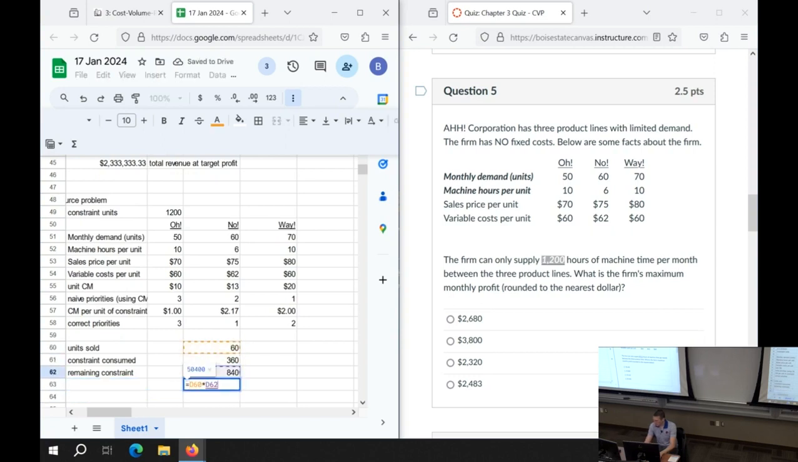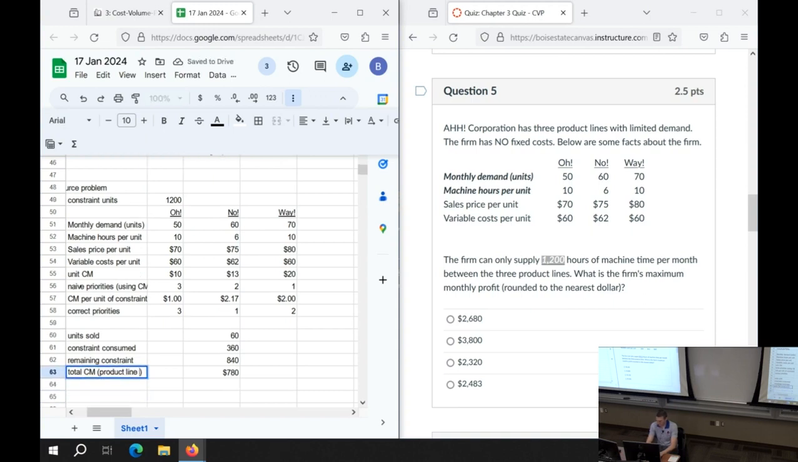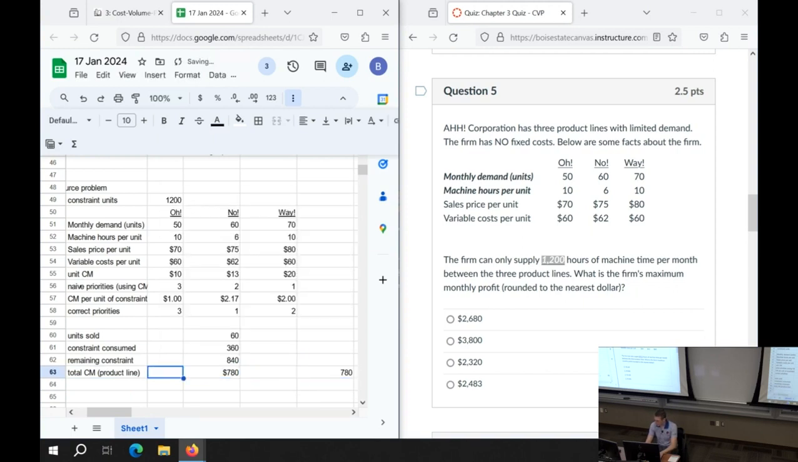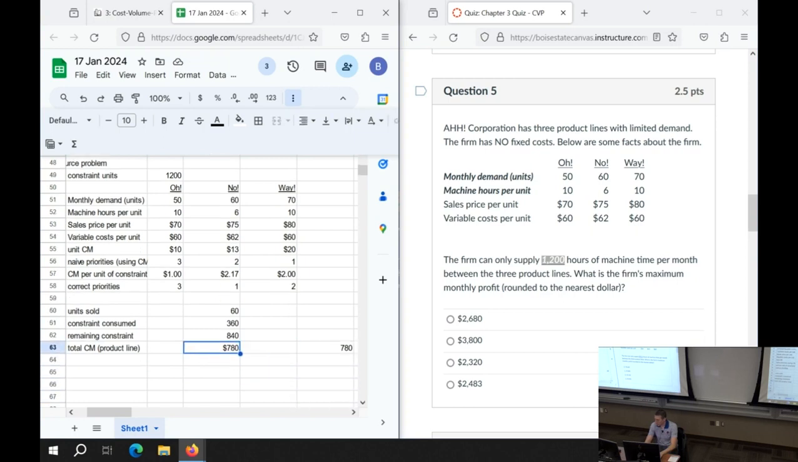And those units times the contribution per unit. And this is the CM from, this is total CM, CM at the product level for this product. I'll call it product line. There we go. And over here, we're going to sum that, because down here at the bottom, I'm going to sum all three of these. Okay, so now that was priority 1.